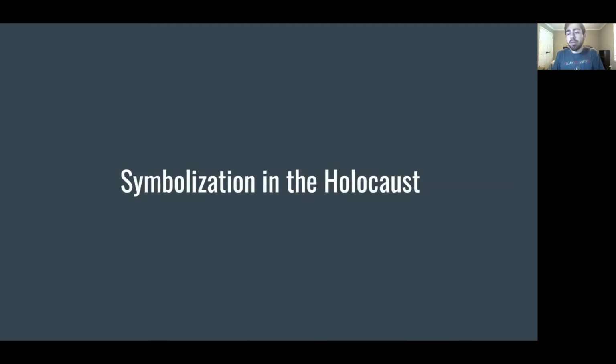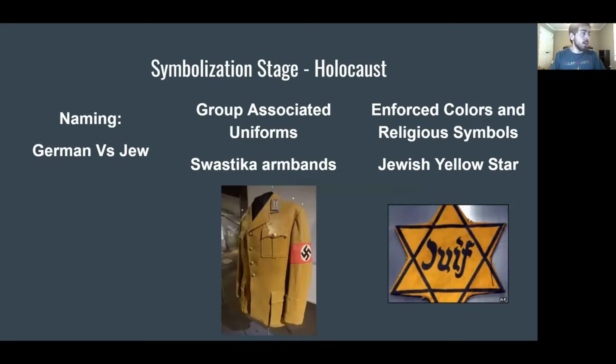So next, we're going to go into symbolization in the Holocaust. So symbolization occurs when there are specific things that can represent the different groups. So at first, this is naming Germans versus Jews. Before it was us versus them. There is a recognizing that there's a difference. But now you're specifically saying, we are the Germans, those are the Jews.